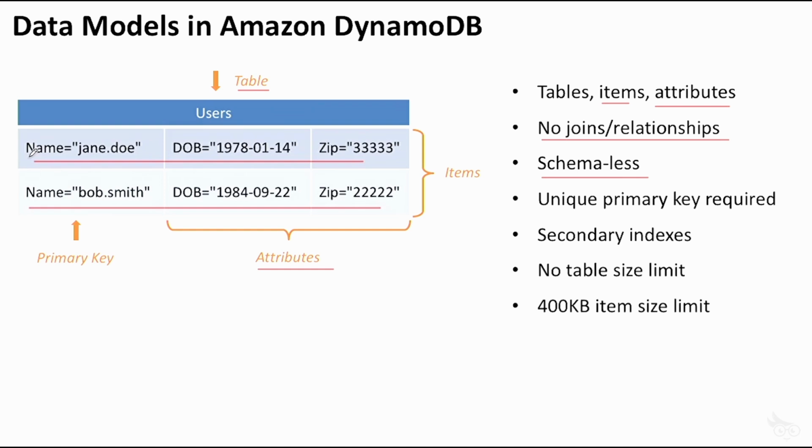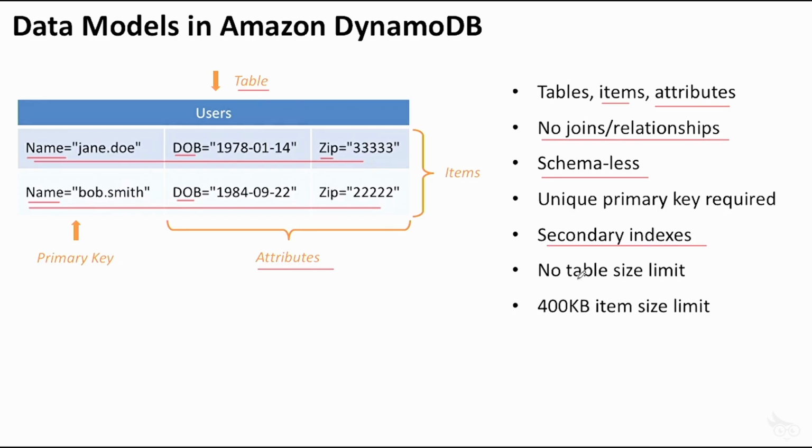Now, you'll notice here that I've included the name of the column inside each of these fields, and that's because there's no set schema, each attribute will include its name in the total storage for that particular item. We also have the ability to create secondary indexes. Those could be local secondary indexes or global secondary indexes.